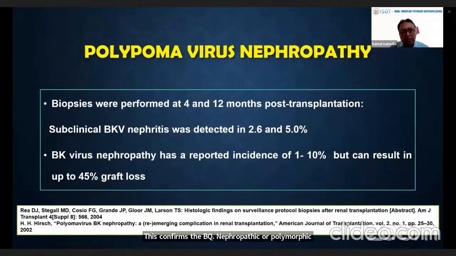One study shows biopsies performed at 4 and 12 months post-transplantation, with an incidence reported at 2.6 to 5%. Another study shows BKV nephropathy has a reported incidence of 1 to 10%, and it can result in 45% graft loss. So a very high incidence of graft loss is reported, almost 45 to 50%. If we detect it early by protocol biopsy, there are chances of improving graft survival.